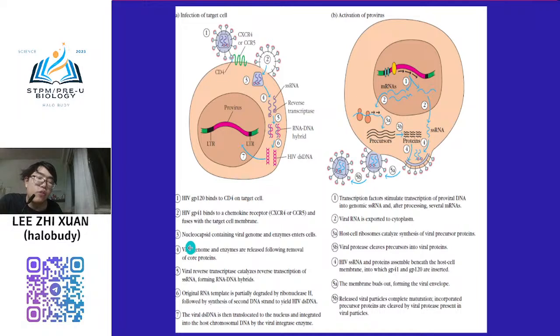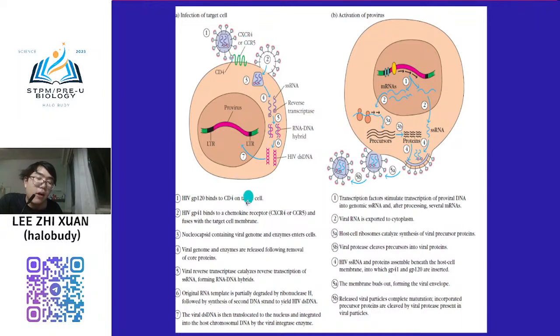release the viral genome. So the nucleic acid containing the viral genome and the enzyme we call reverse transcriptase will enter into the cell. It will release all the components of the virus into it. The main components are the viral genome and the reverse transcriptase. Once the viral genome and enzyme are released following removal of the core protein, this surface protein and envelope protein will be removed. Now your helper T cell is already infected by the HIV virus.